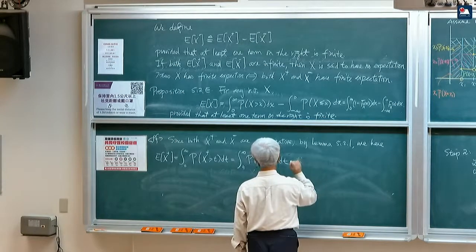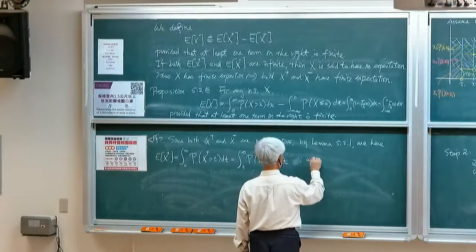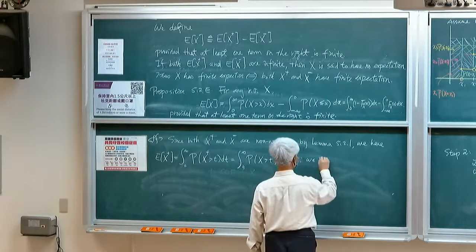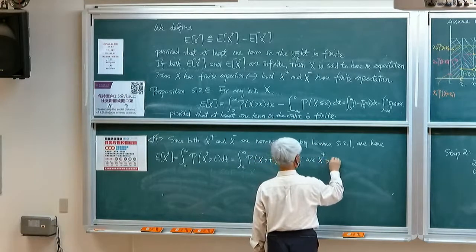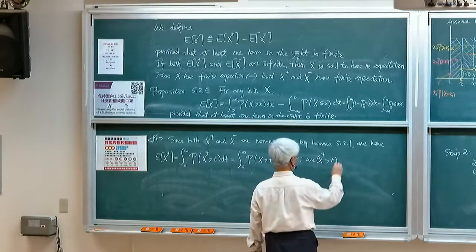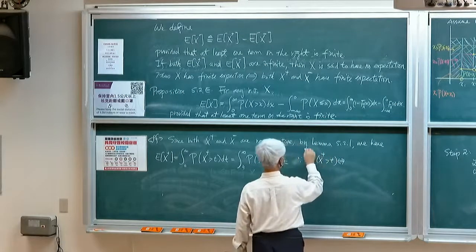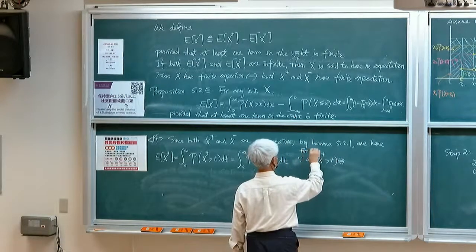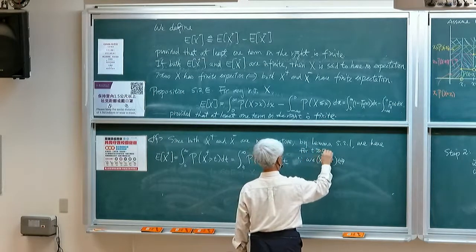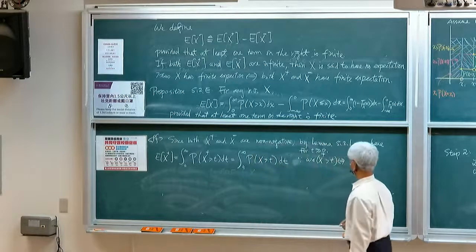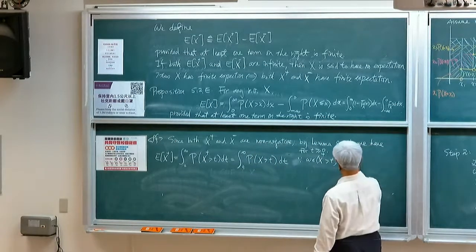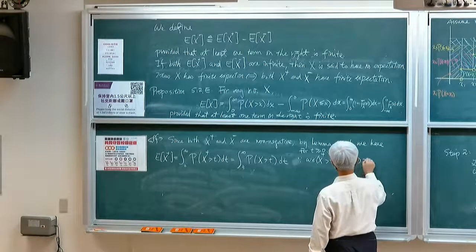The reason is that omega is in X plus greater than t if and only if, for t greater than or equal to 0. You may see here, this means that X of omega is greater than t.